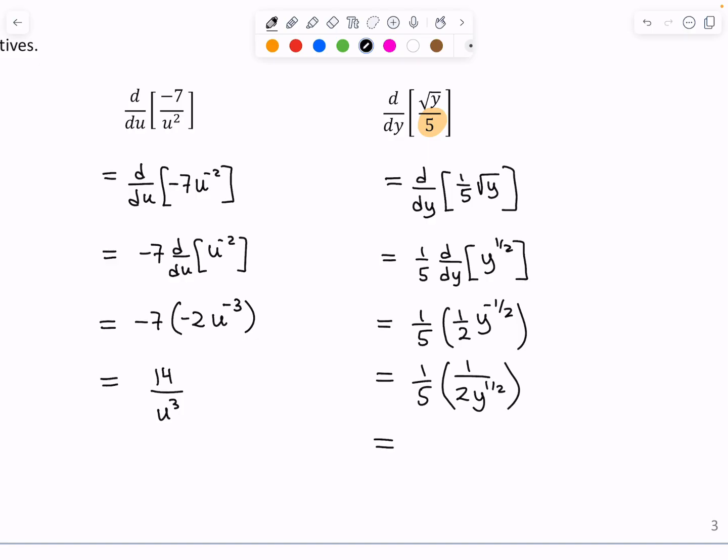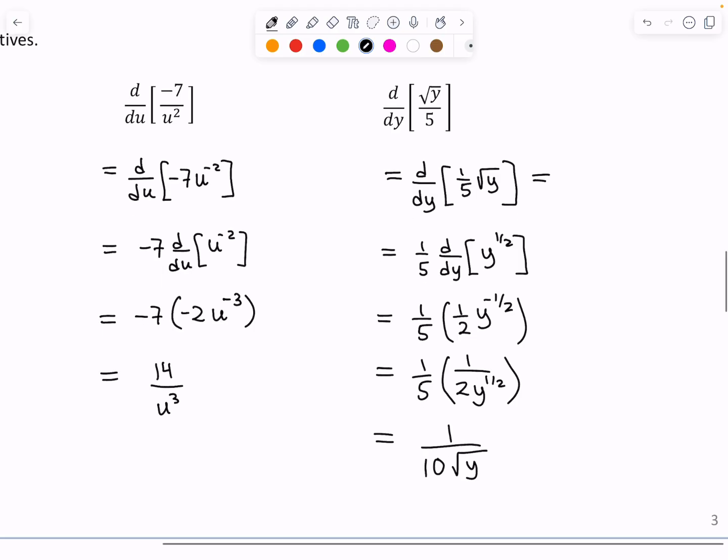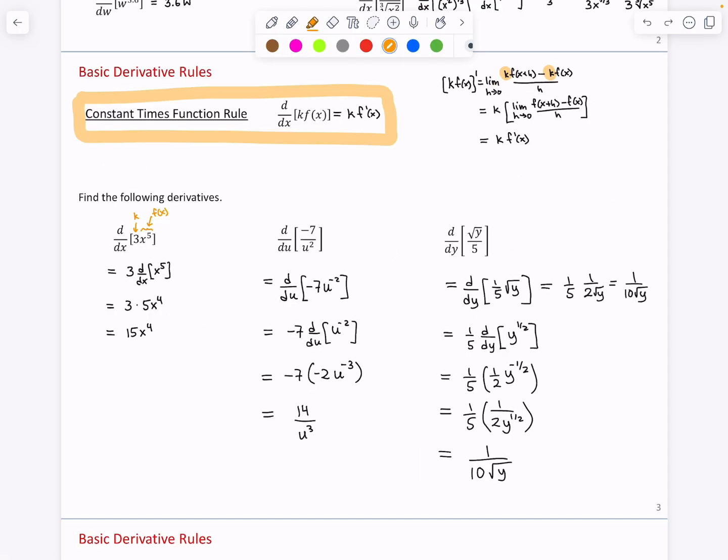And now I can simplify all of this. The 1/5 times the 1/2, that makes a 10 coefficient in the denominator. And then the y to the 1/2 is square root of y. Now earlier I said that you could just memorize the square root of y. And so from this point here, I could have just said this will be 1/5, and then the derivative of the square root of y memorized is 1 over 2 rad y, changed to 1 over 10 rad y. Okay, let's go on to the next page.